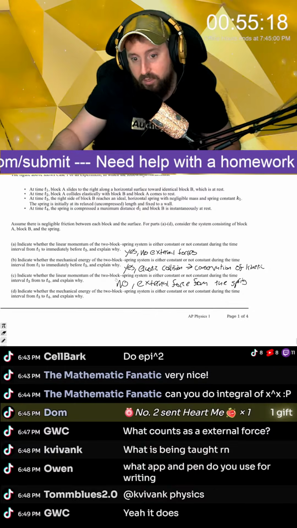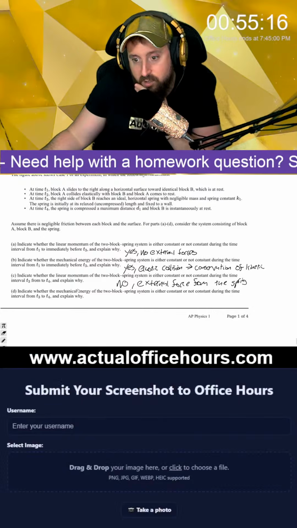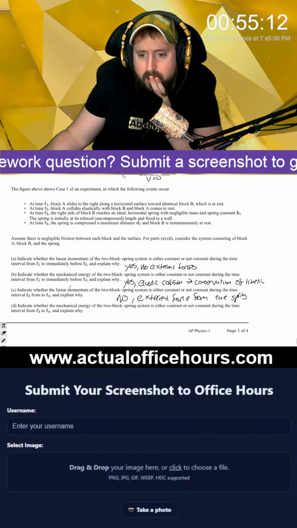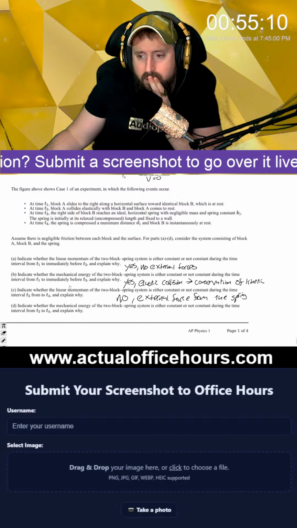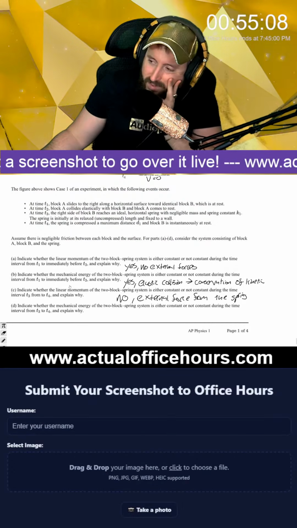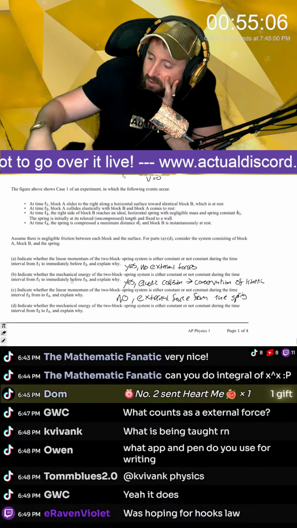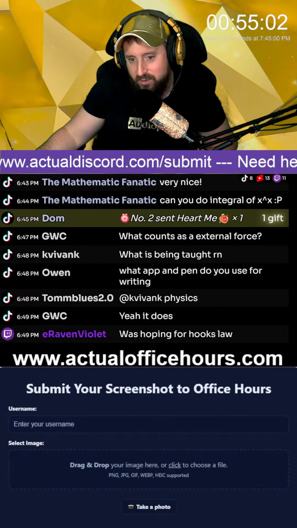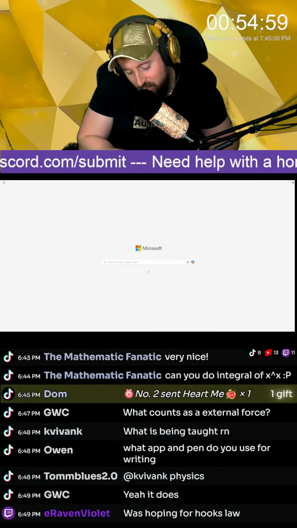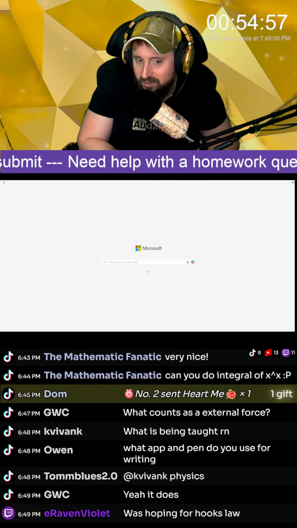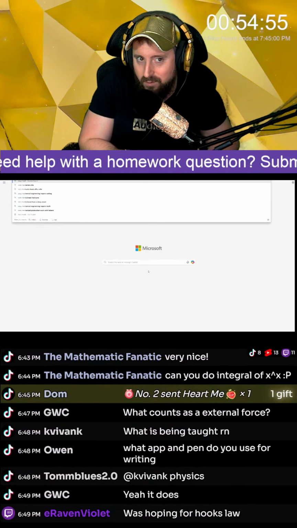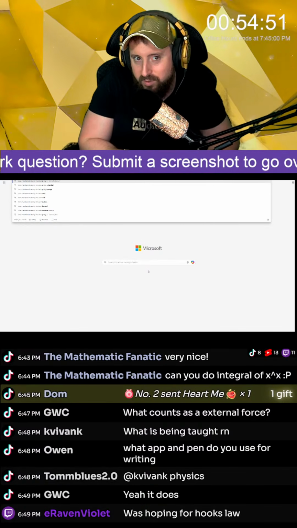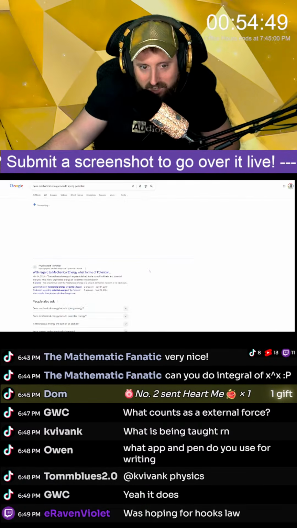Okay, and then indicate whether the mechanical energy of the 2-block system is constant or not constant during the time T3 to T4. So, yes. Well, does mechanical energy include the spring potential energy? I always get confused. I hate the word mechanical energy. Does mechanical energy include spring potential? I forget if it does.